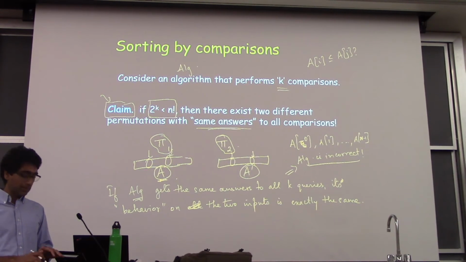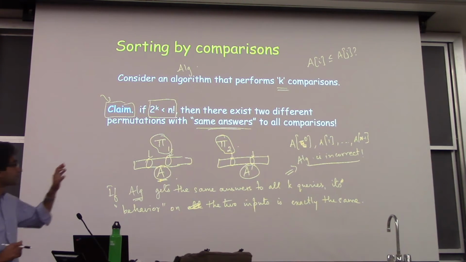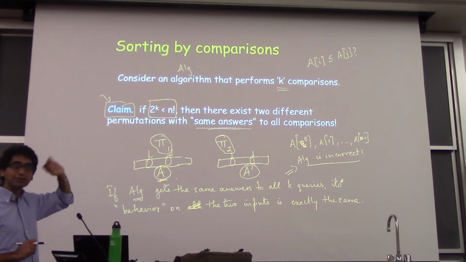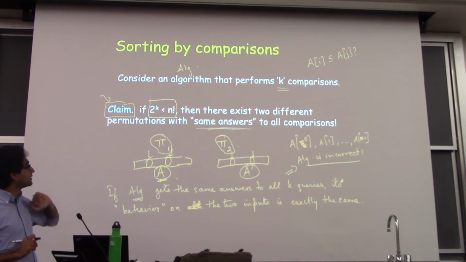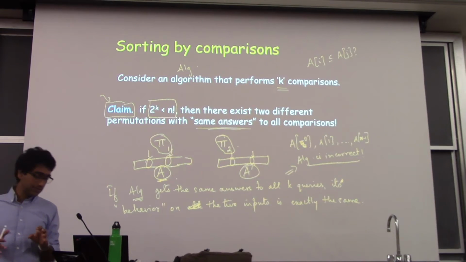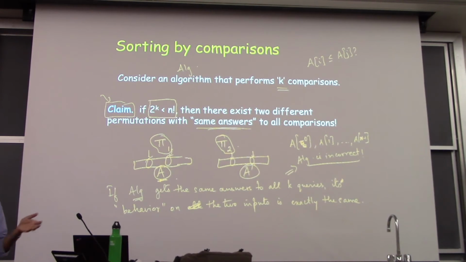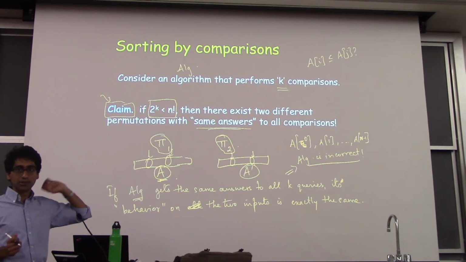So I guess some of you seemed a little bit lost during this proof. It's probably because I did it in a slightly mixed up order. But if you just go back and think about this, and first try proving this claim that if you have only k queries and 2 to the k is less than n factorial, then there are two permutations for which you get the same answers. So that's just the pigeonhole principle.